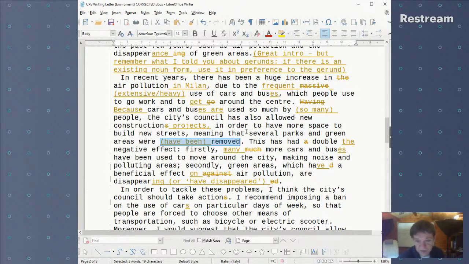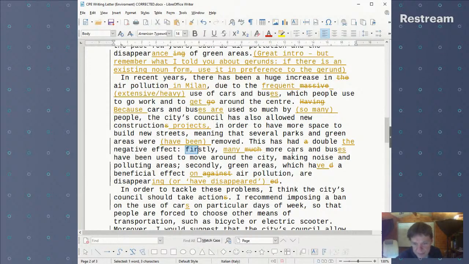And so this is exactly what you're saying. This has had, and you use present perfect, yeah? So I would definitely use present perfect here. This has had double the negative effect, yeah? And we do say it like that. It's had double the effect. It's had triple the effect.